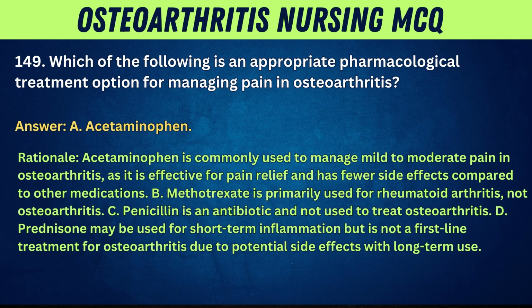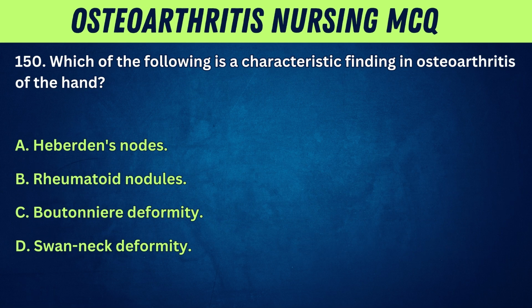B. Methotrexate is primarily used for rheumatoid arthritis, not osteoarthritis. C. Penicillin is an antibiotic and not used to treat osteoarthritis. D. Prednisone may be used for short-term inflammation, but is not a first-line treatment for osteoarthritis due to potential side effects with long-term use.